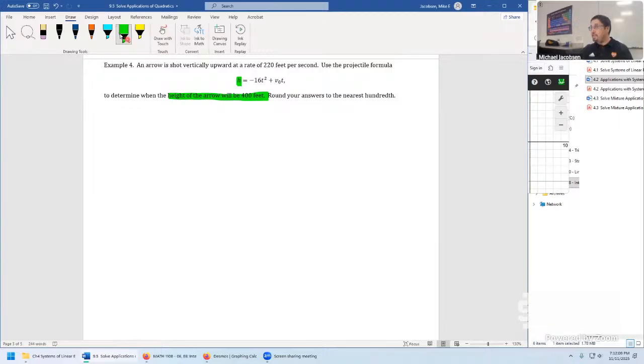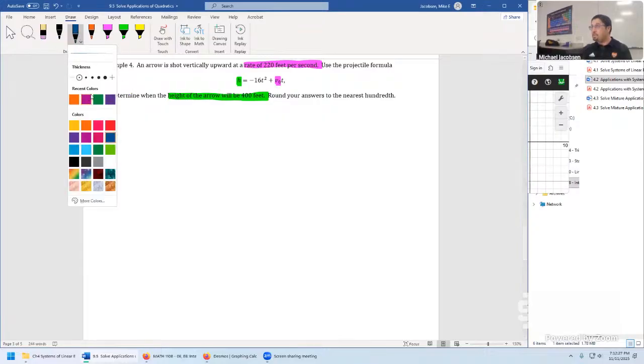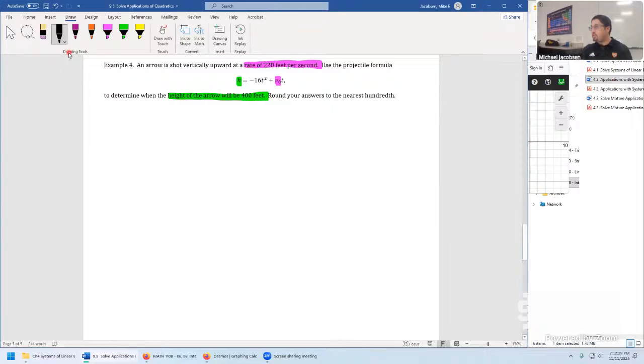That's just plugging a 400 here. And when it says that the upward velocity was a rate of 220 feet per second, that's just what's going to go in place of v naught right below there. So writing this all together, our equation becomes h, we'll plug in 400. Equals negative 16 t squared plus v naught, which is 220, times t.